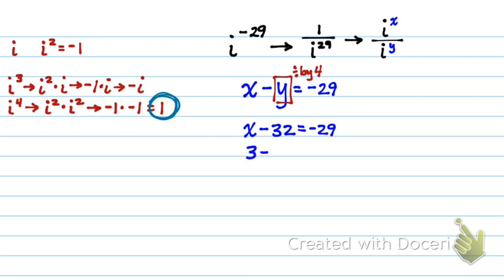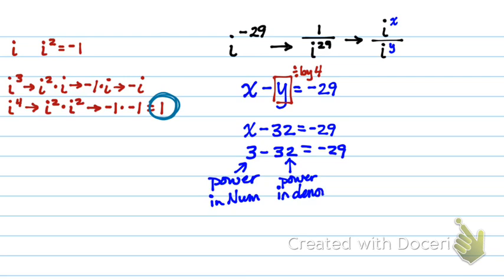3. 3 minus 32 equals negative 29. So here's the power in my numerator, and there's the power in my denominator. So if I do i to the 3rd power over i to the 32nd power, what's the denominator going to simplify to? 1. So I have i to the 3rd over 1. And how does i to the 3rd simplify? Negative i. Negative i is correct.